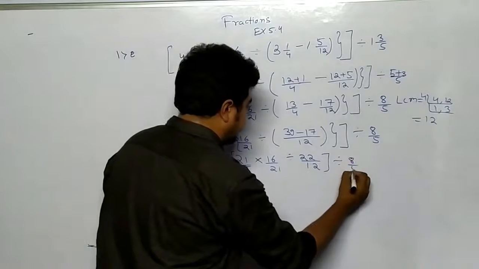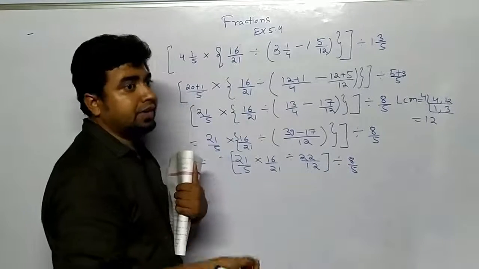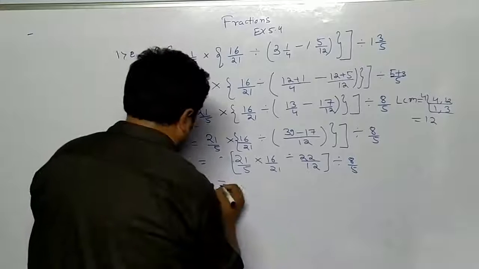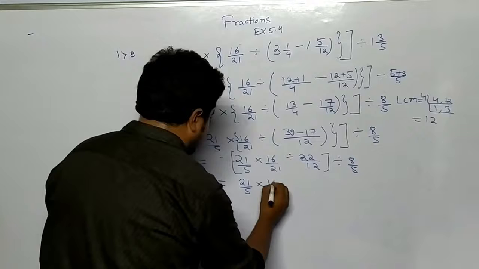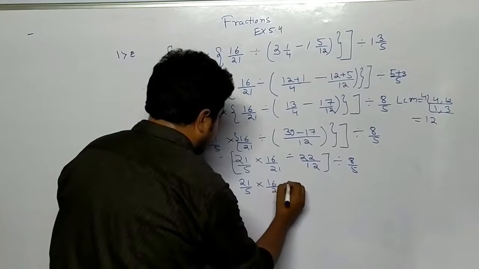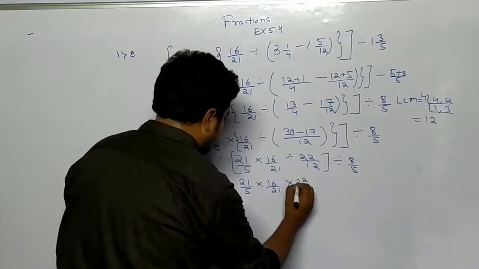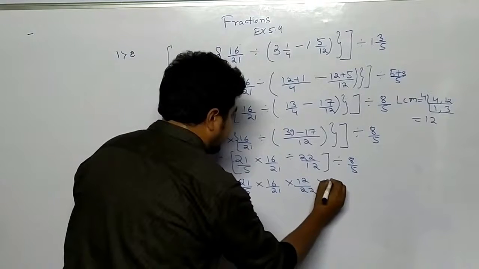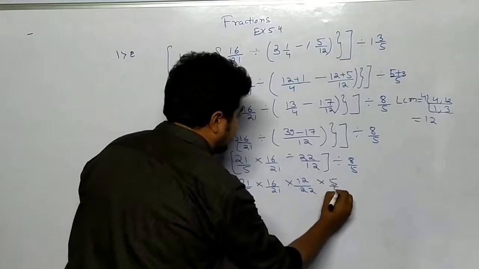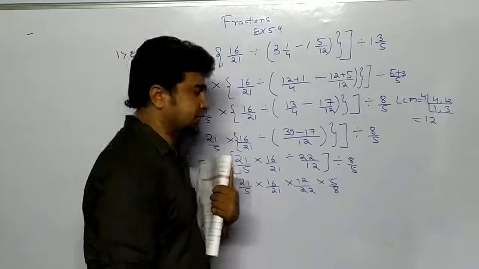8 by 5. See, I want to convert divide into multiply. As I stated earlier also, 21 by 5 into 16 by 21 into 12 by 22 into 5 by 8. I have converted all the divide into multiplication.